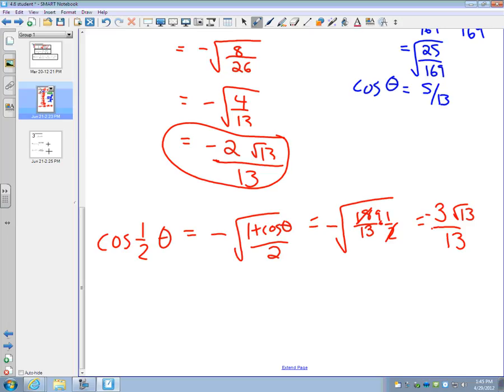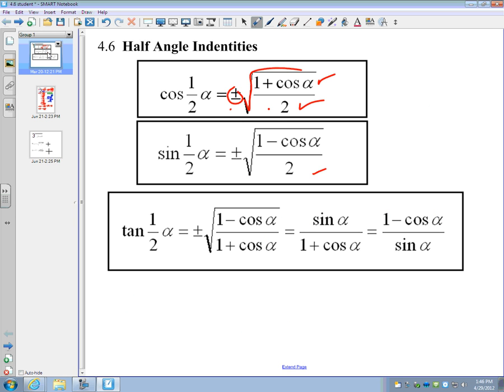Okay, tangent of 1/2 theta. Because it's in quadrant 3, we know that tangent is positive. So we get (1 minus cos theta) over sine theta, and that again just came from my identities. The tangent of 1/2 of theta is equal to this, and I chose to use this one because I knew cos and sine. Yes, I could have used any of these. Why use square roots when I don't have to? Keep it simple.